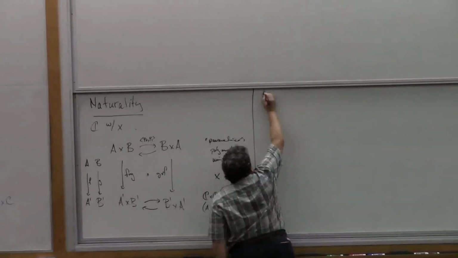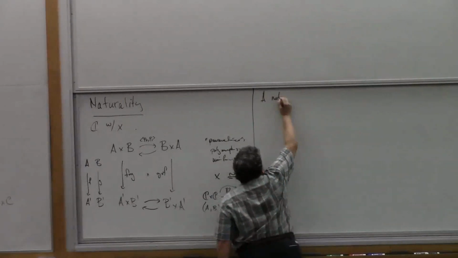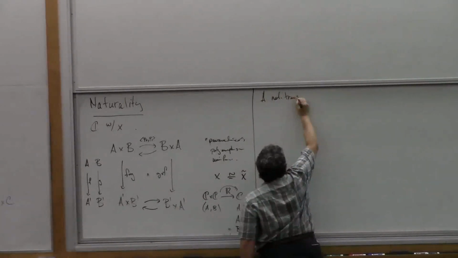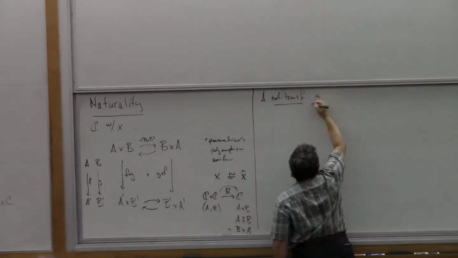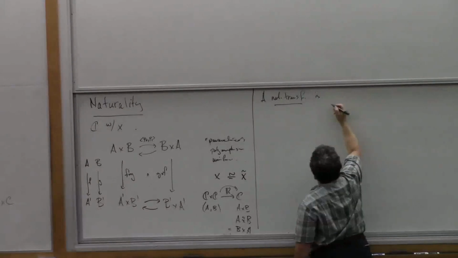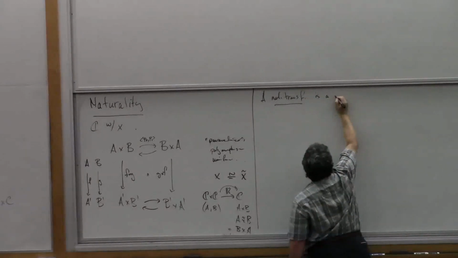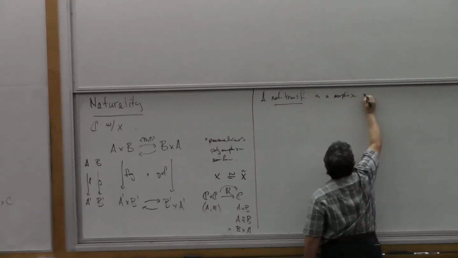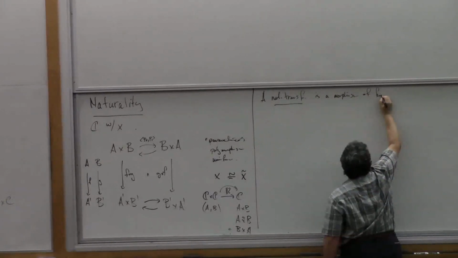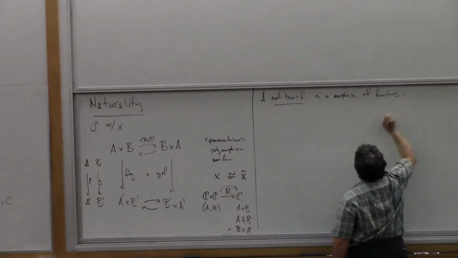So a natural transformation is, and this is not my definition, this is my description, an arrow or a morphism. Morphism just means arrow, right? Morphism of functors.